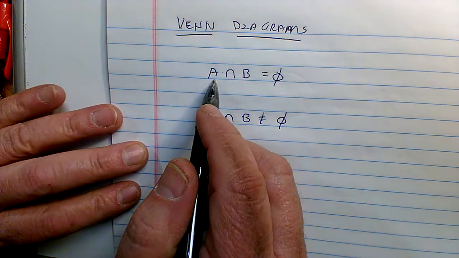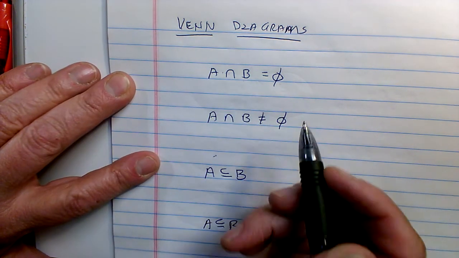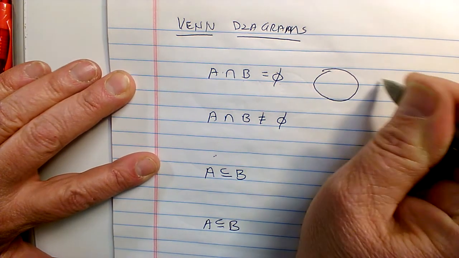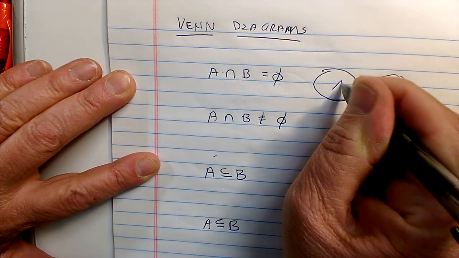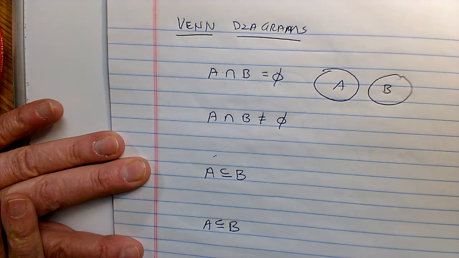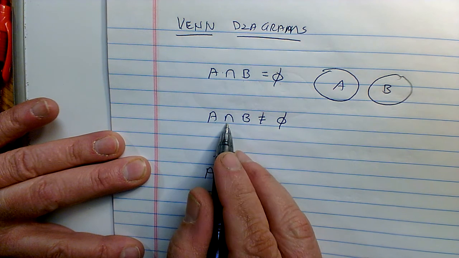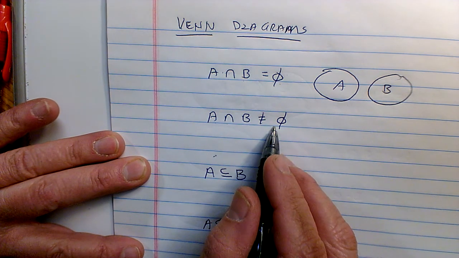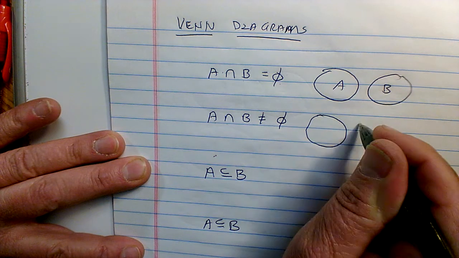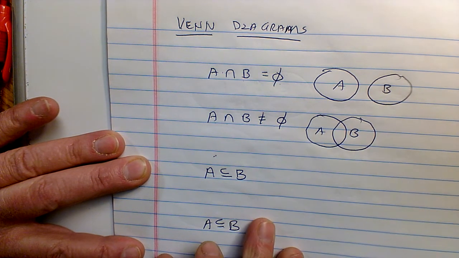First of all, I would go looking for anything that says A intersection B is equal to the null set. If A intersection B is equal to the null set, that tells you that A and B do not intersect, and we can draw them as being disjoint. If on the other hand it says A intersection B is not equal to the null set, that tells you that A and B overlap.